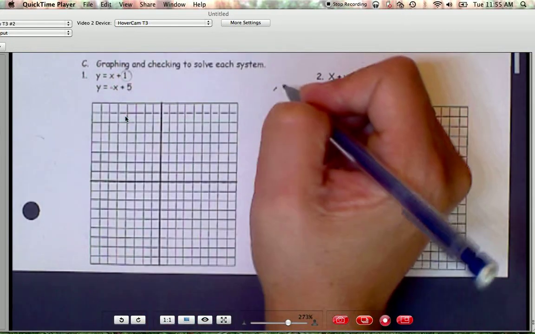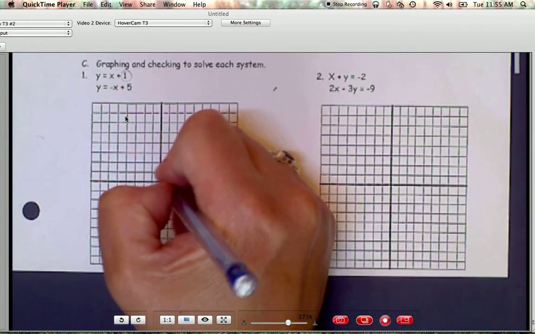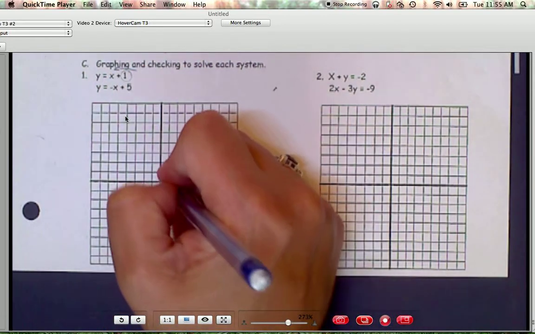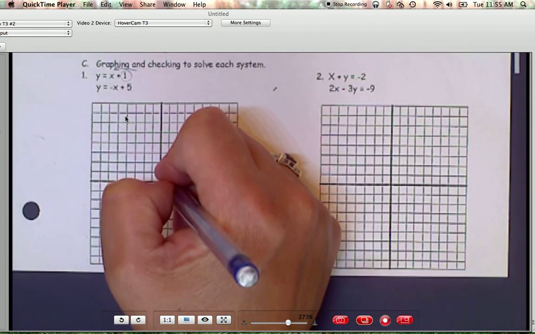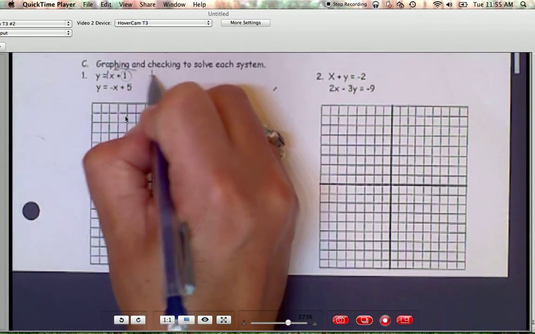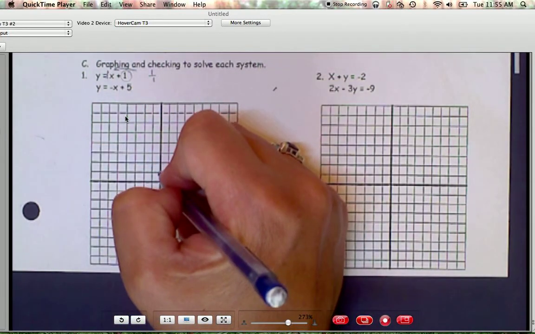So remember, 1 is your y-intercept. Remember, I always say we graph backwards. The y-intercept comes first. What is the slope of this line? Well, there's an imaginary 1 here, which means the slope is 1 over 1. So we go up 1 and over 1.